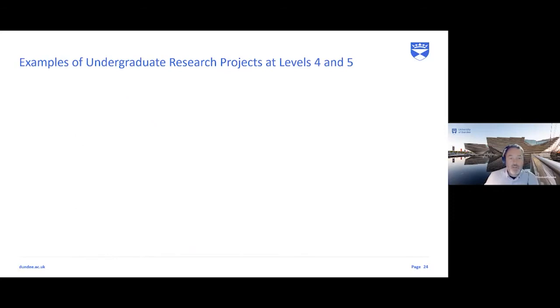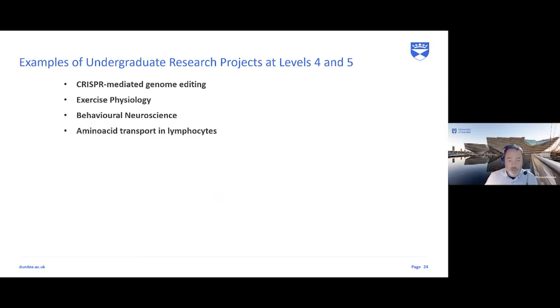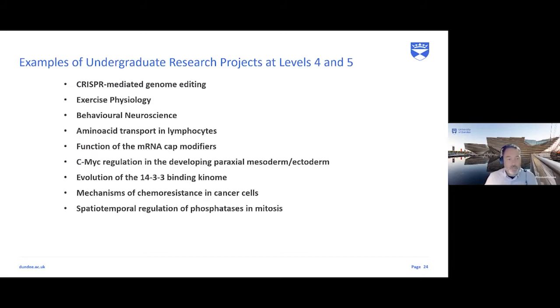So we have a small range of types of projects, just to give you a flavor of the kinds of things that our students are doing. So these include genome editing using CRISPR technology, human physiology as it applies to exercise, behavioral neuroscience, and a whole range of things. Just click all of these through if you can, including biochemistry such as modification of the messenger RNA cap, regulation of a protein important for a whole bunch of things, including cancer, cancer-related projects, cutaneous skin cancer, and molecular biochemistry, as in phosphatases during mitosis.